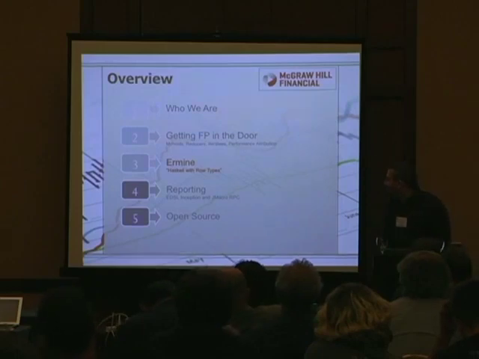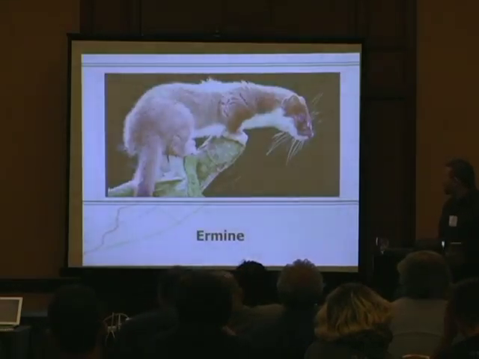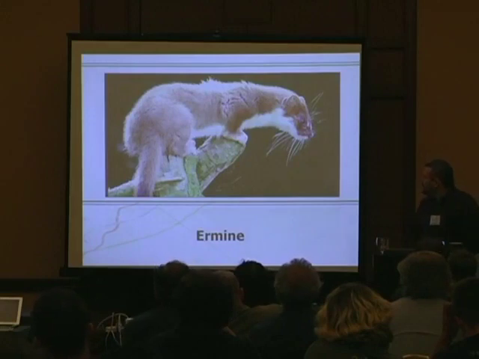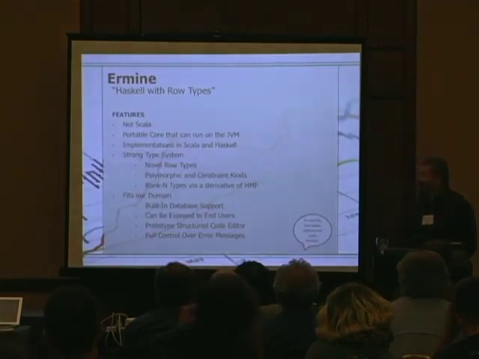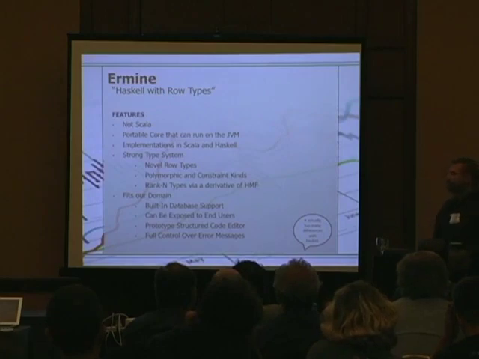So Ermine is a deliberate pronunciation of an Ermine, is our toy little functional programming language. And the easiest way to think of it is Haskell with row types. So it's not quite Haskell, but its main feature is that it's not Scala either.